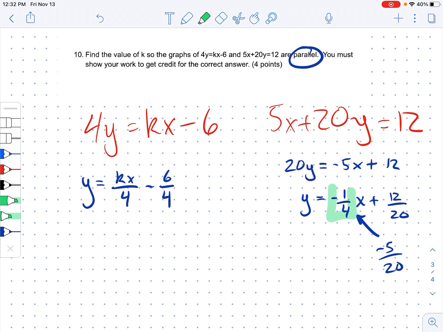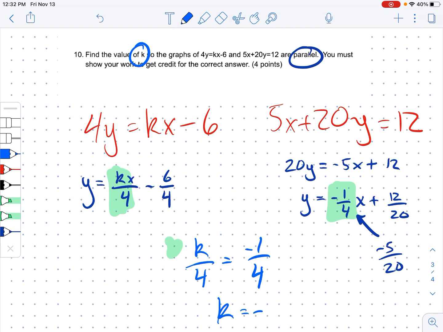So I want things to be parallel, so I need negative 1/4 to be equal to k over 4. If k over 4 needs to equal negative 1/4, what does the value of k need to be equal to? k has to be negative 1.